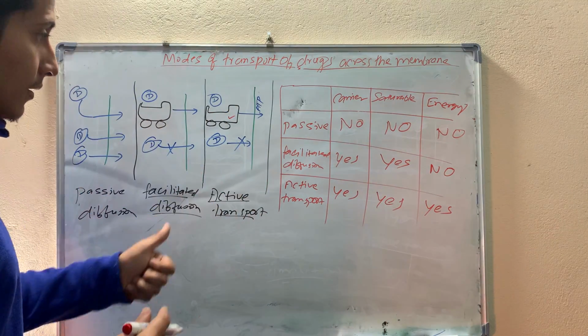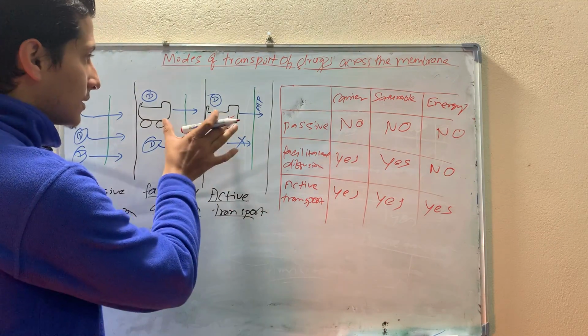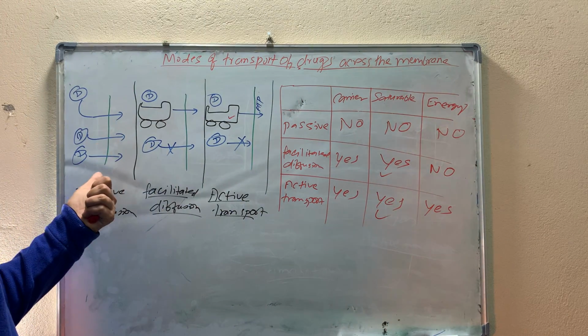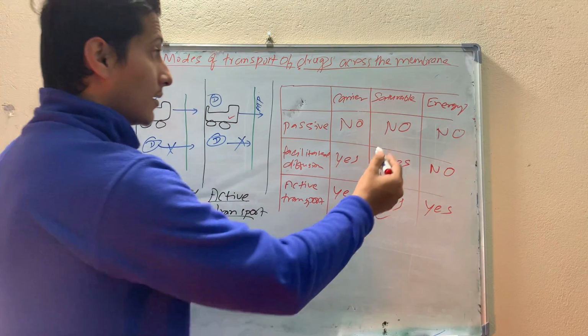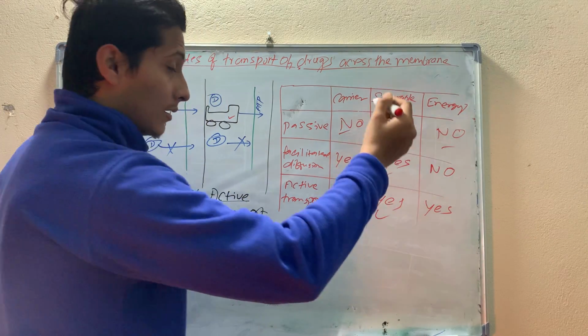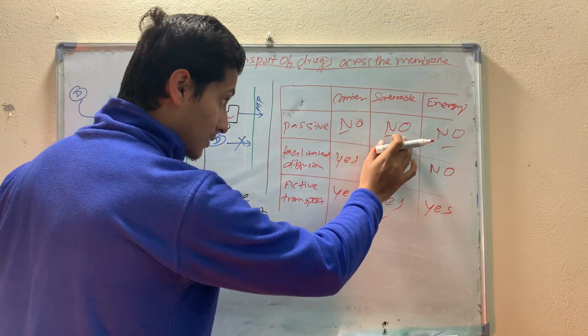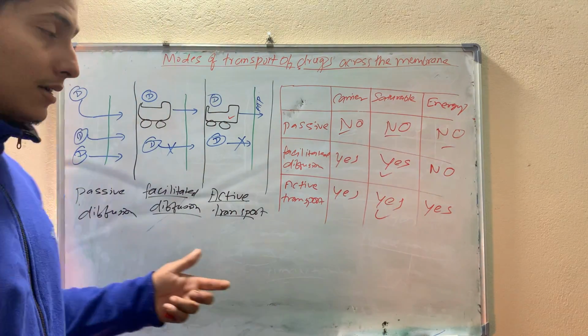Now you can see here the system which uses this carrier is saturable, right? The system which doesn't require any carrier is not saturable. That doesn't require energy, and in the first place, it doesn't require any carrier. That's why they're not saturable, and that doesn't require energy.